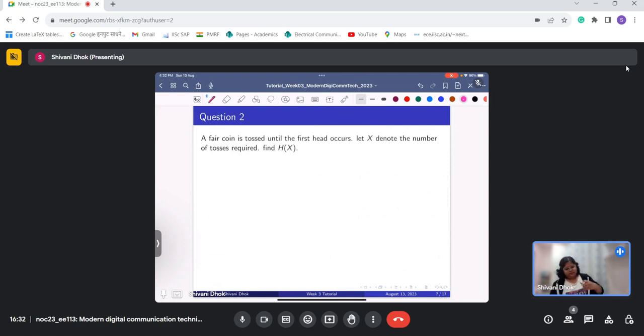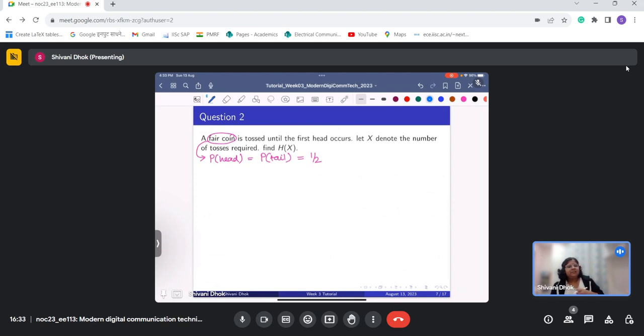Now what it says is, a fair coin is tossed. What does this mean? A fair coin means the probability of occurrence of head is equal to the probability of occurrence of tail, which is equal to 1 by 2. It's a proper coin, so the probability of head and tail is the same. Whenever you toss it, anything can happen. It is not biased towards a head or a tail, which means the probability of head equals the probability of tail equals half.